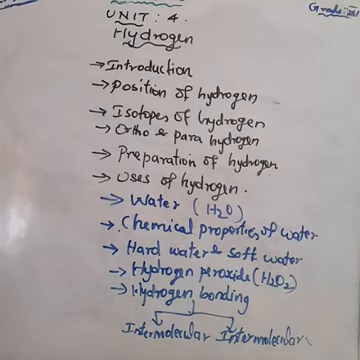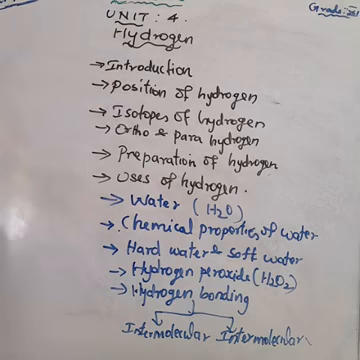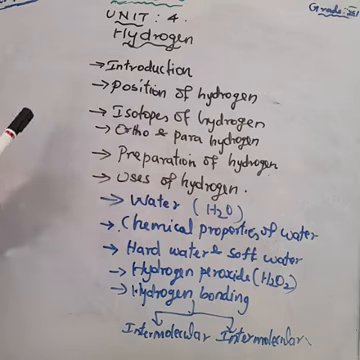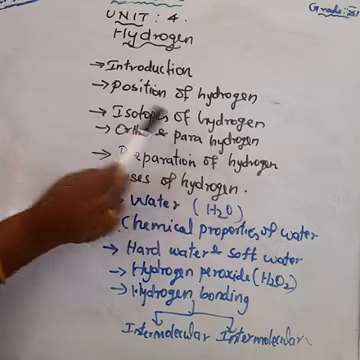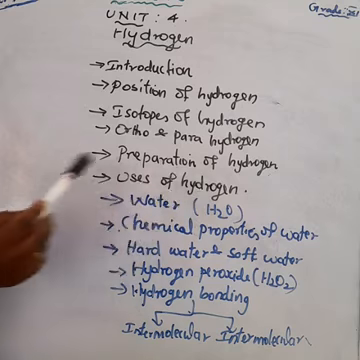Today onwards, we are going to unit number 4 about hydrogen. In this unit, what are the topics we are going to study? First of all, introduction about hydrogen and position of hydrogen in the periodic table, and isotopes of hydrogen, ortho and para hydrogen, preparation of hydrogen, properties of hydrogen, and uses of hydrogen.